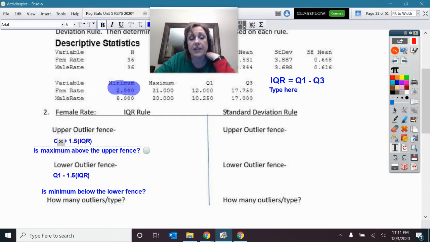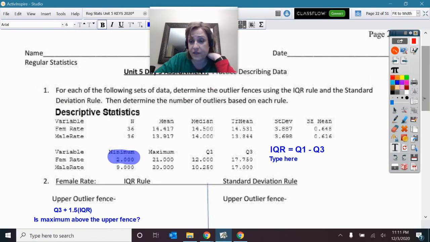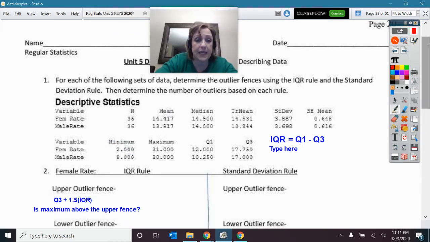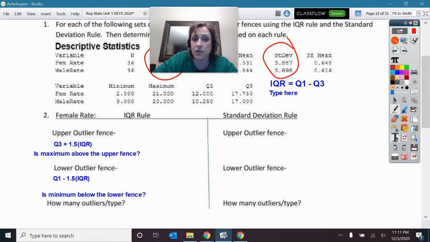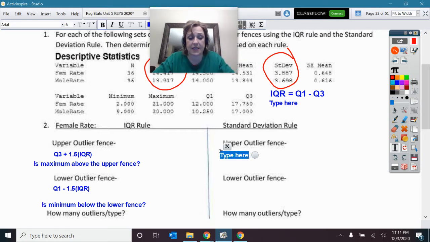Okay, so now let's talk about the standard deviation rule. On the standard deviation rule, you're going to be using this mean and standard deviation. Of course, for our upper fence, that's going to be our mean plus 2 standard deviations. And then again, you're going to see: is the maximum above the upper fence?